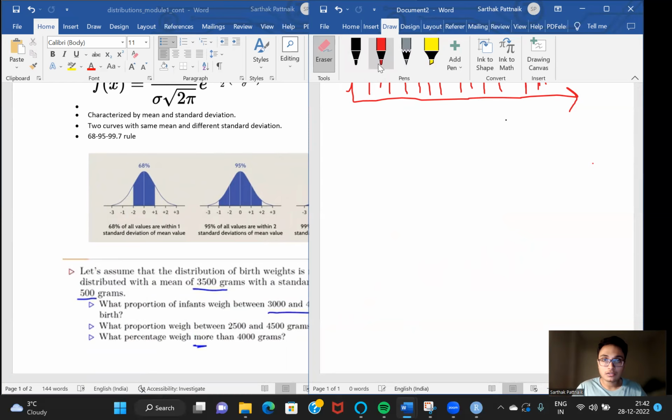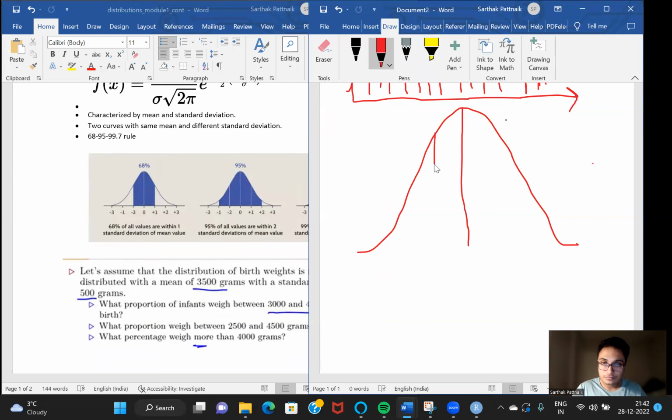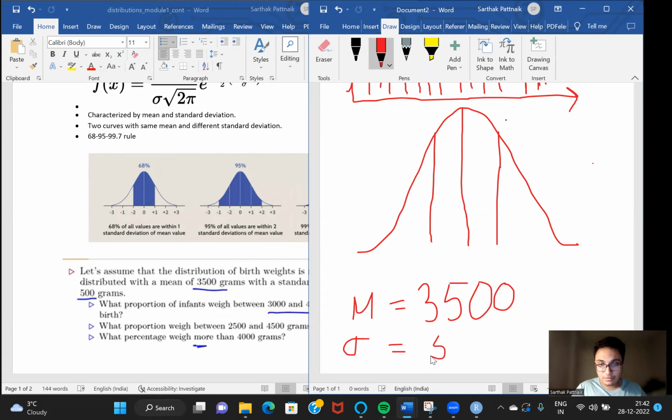I'll redraw this. And this time I'll try and make sure that I draw it a little bigger so that we have a little more space. Okay, this right here is 3,500. I'll just remove this. I'll write it here so that it will be easier for you to understand. And your standard deviation is 500 grams.